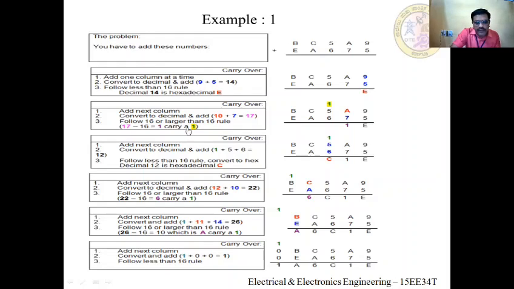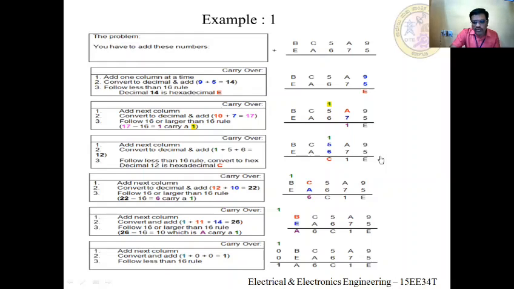Why are we taking carry? Can you tell me? Because we are subtracting 16 from the 17, we have to take a carry of 1 to the next higher bit for further addition. What is 17 minus 16? It is 1. So the answer of step 2 is 1. So let us go to step 3.